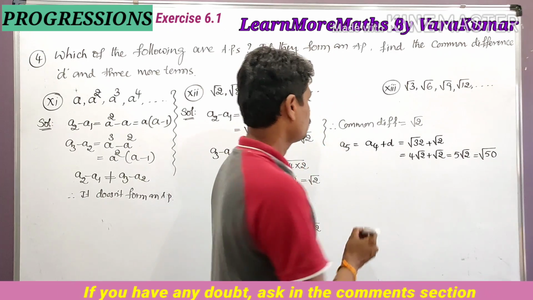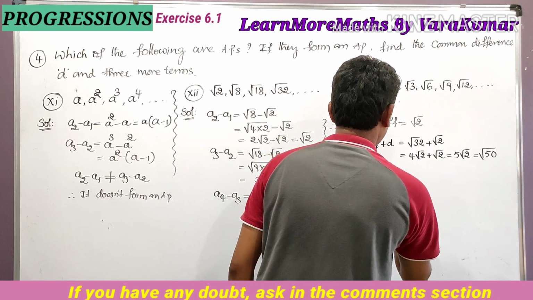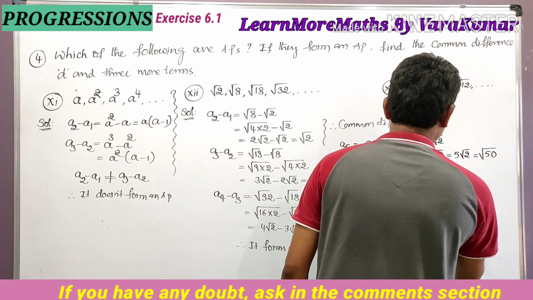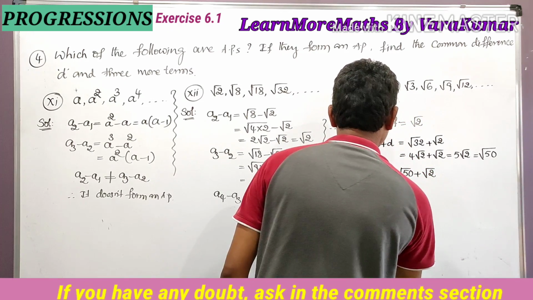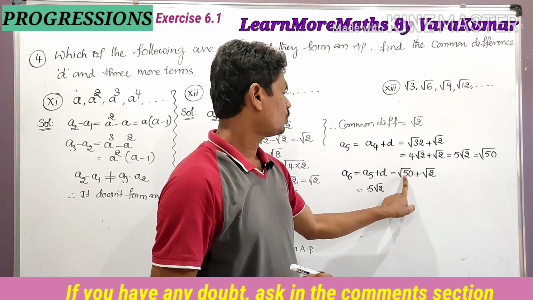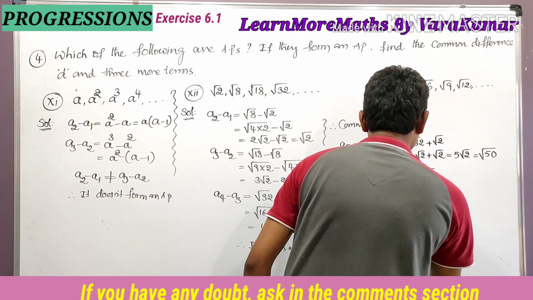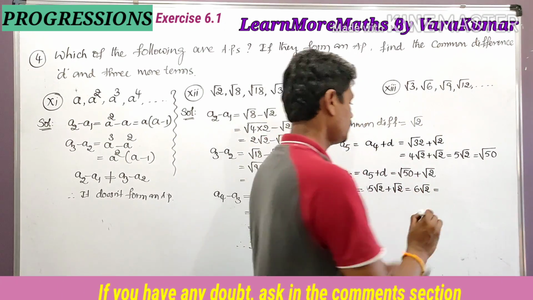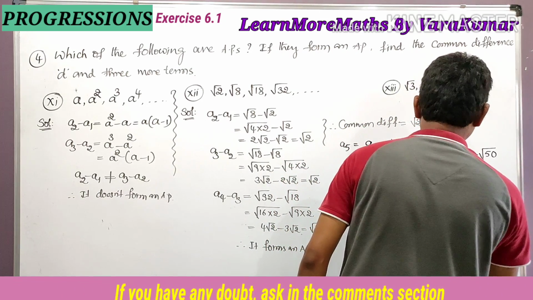Next, a6 is equal to a5 plus d. a5 is root 50, d is root 2. Student, root 50 can be written as 5 root 2, since 50 is 25 into 2. Plus root 2, it is 6 root 2. If you take 6 inside the root, it becomes 36 into 2, that is root 72.